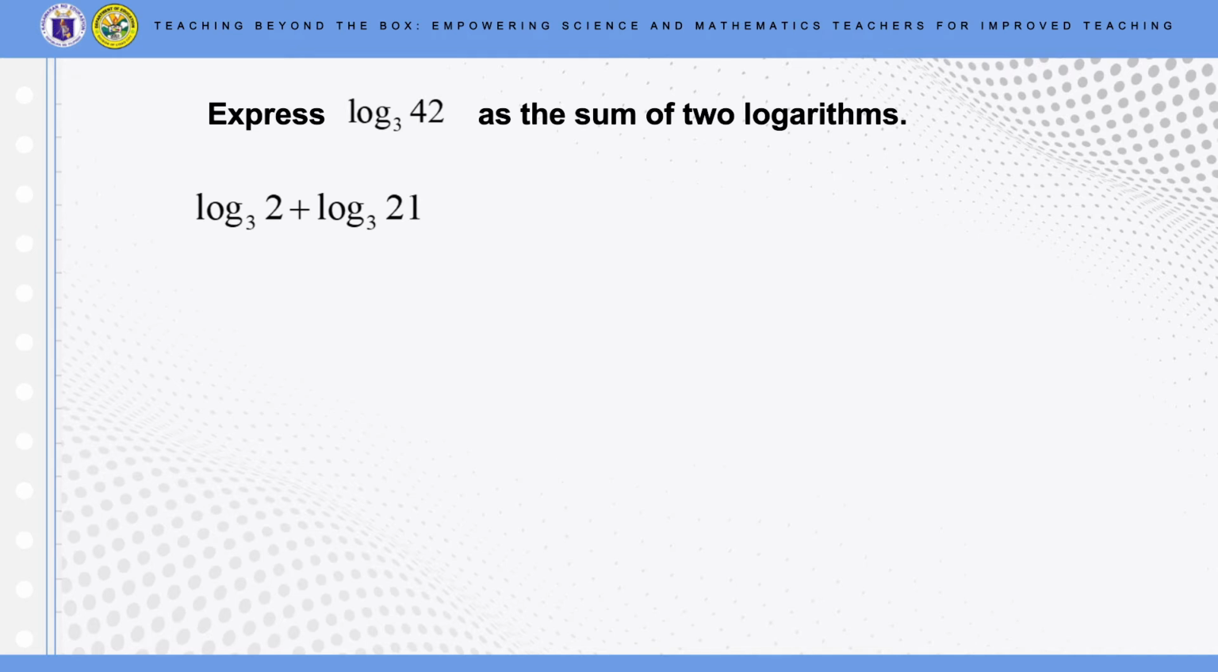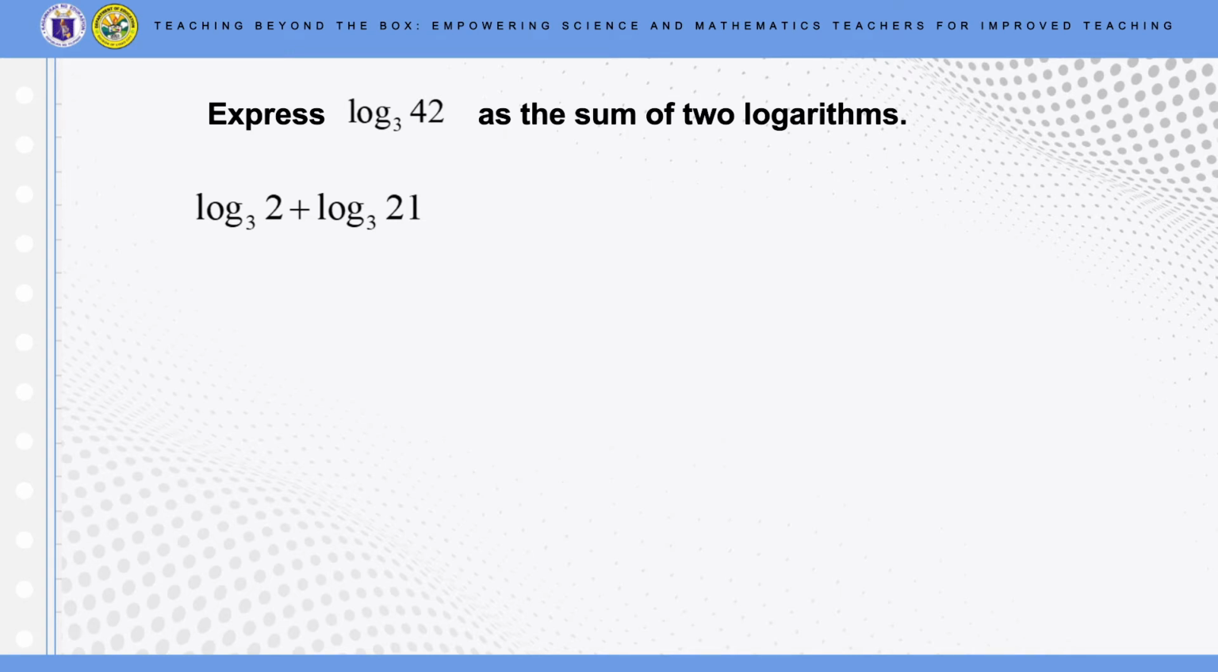Take note of this common error. The logarithm of 8 times 4 base 2 is not equal to the logarithm of 8 base 2 times the logarithm of 4 base 2. It should be: the logarithm of 8 times 4 base 2 is equal to the logarithm of 8 base 2 plus the logarithm of 4 base 2.